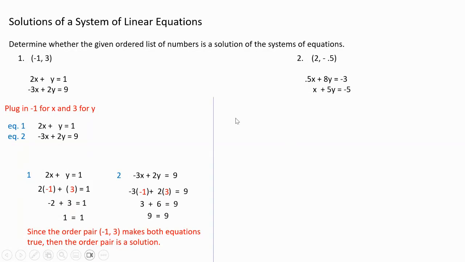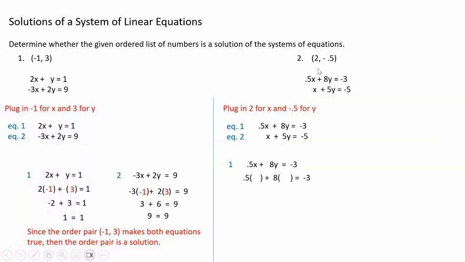Now, number 2, we repeat the same process, but we have a different equation and a different point. We'll call the first one equation 1 and the second one equation 2. I'm going to plug in 2 for x and -0.5 for y. After we evaluate, we get 1 minus 4 on the left side, so -3 equals -3. Then we can proceed to the second equation. We plug in 2 for x and -0.5 for y.